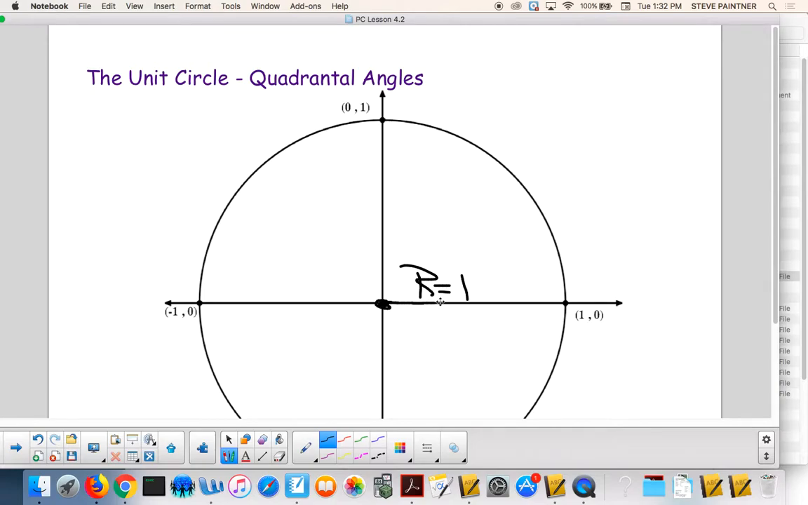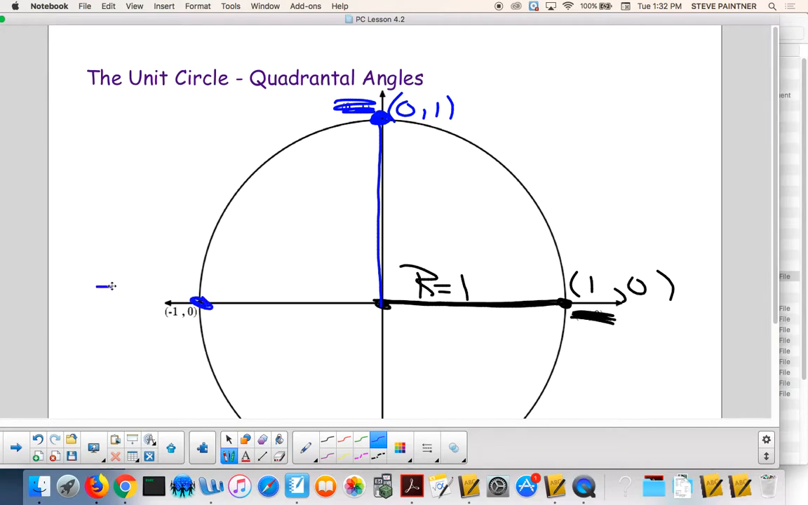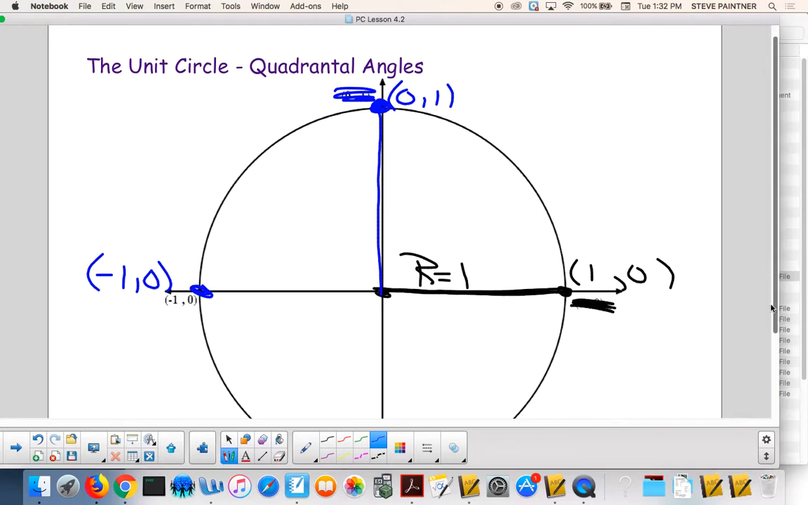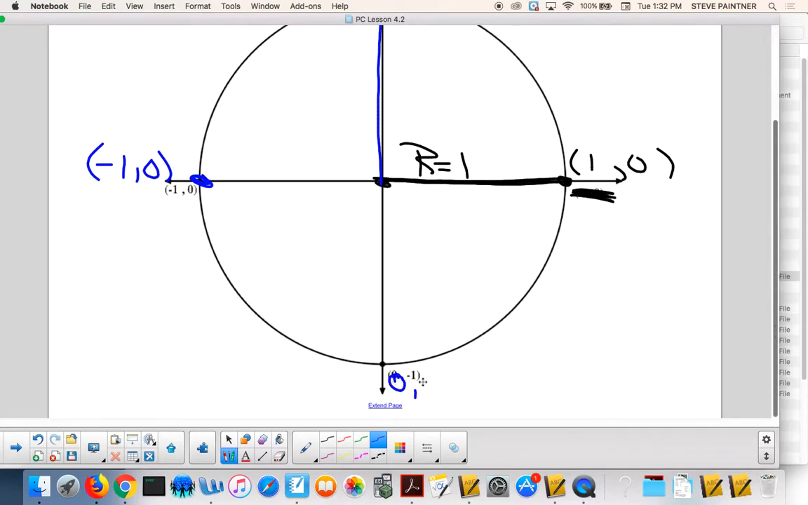Okay, so from here to here is how far? 1 unit, which means your ordered pair here is 1, 0. I'm rewriting these because they're so small. This one is what? 0, 1. I would recommend you rewrite them because they're so tiny. This one is -1, 0. And the farthest down is what? 0, -1.